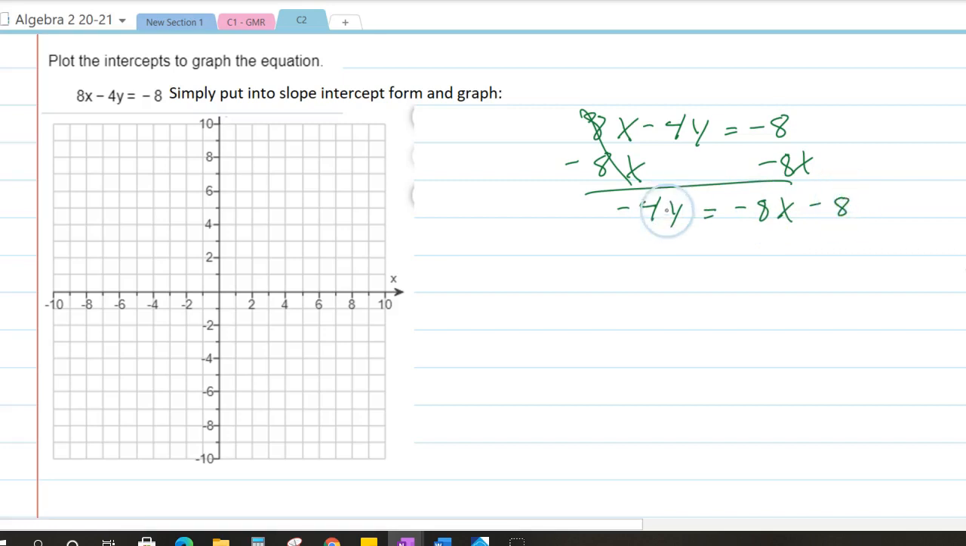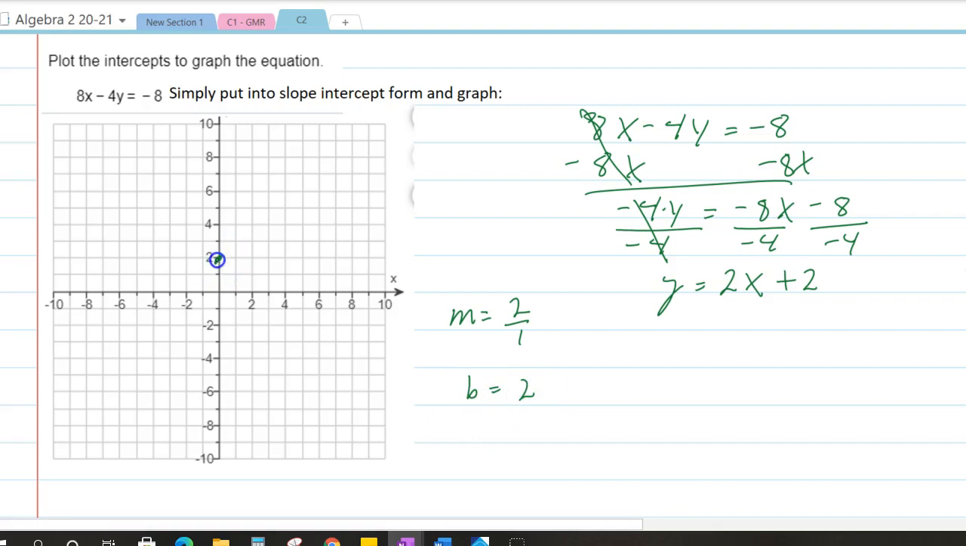Now in order to get the y all by itself, I do the opposite of multiplying, which is dividing. I divide by negative 4, and what I do to one side, I do to all of the other side, negative 4 and negative 4. That gives me y is equal to negative divided by negative is a positive 2x plus 2. Our slope is 2 over that invisible 1, and our y-intercept is equal to 2.